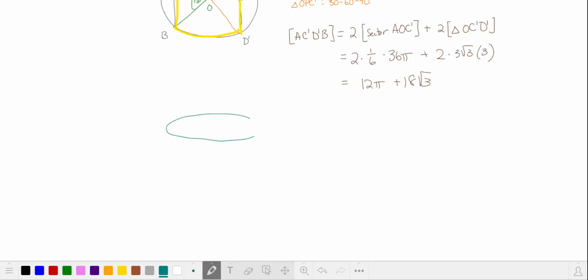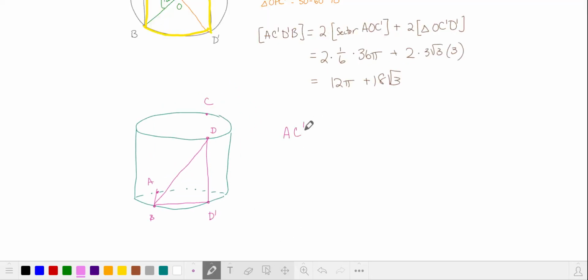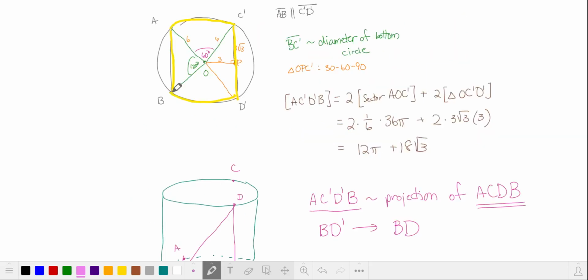Let's redraw our cylinder, and again we note that the area of the shape that we found, A, C prime, D prime, B, is a projection of the slice ACDB onto this bottom circle. So ACDB is basically a stretched version of this projection, where we replace our segment BD prime with this longer segment BD.